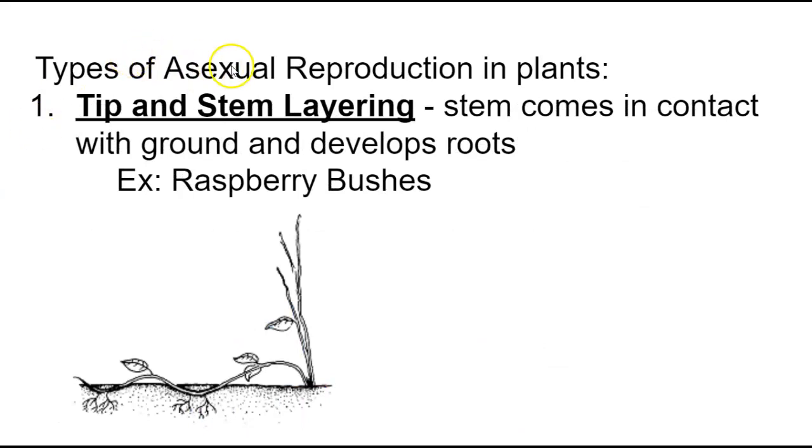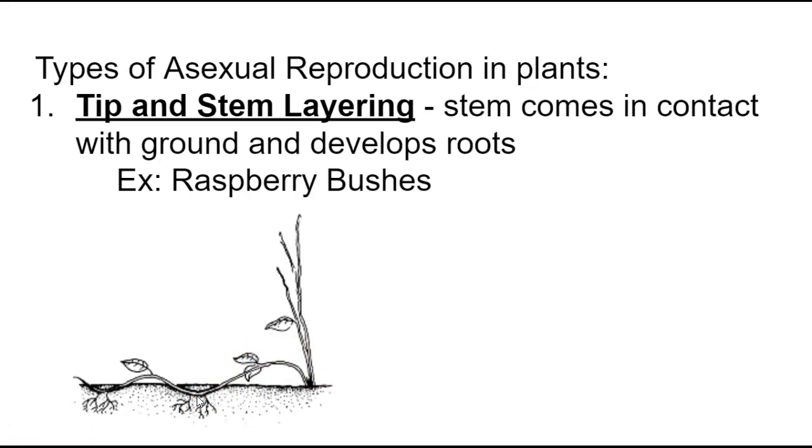So we're going to first talk about asexual reproduction. How do plants make clones of themselves? There's a couple different ways, and the whole idea here is that we are making a clone or an exact copy. One of them is called tip and stem layering. This is just when the stem comes into contact with the ground and develops roots.